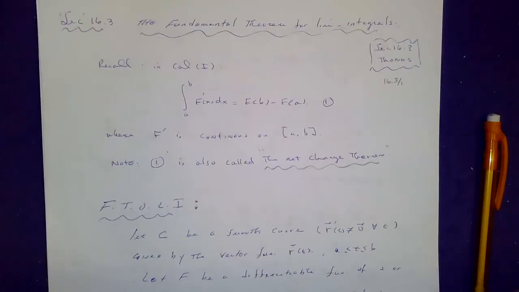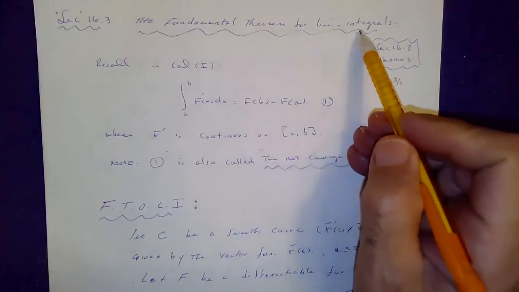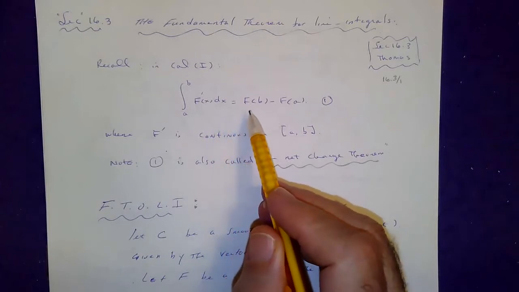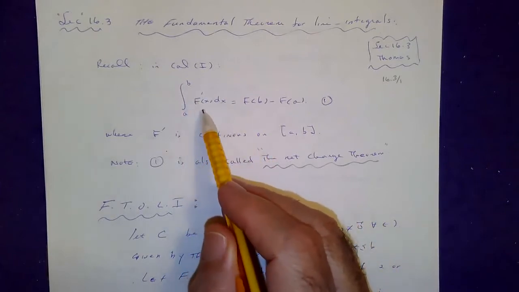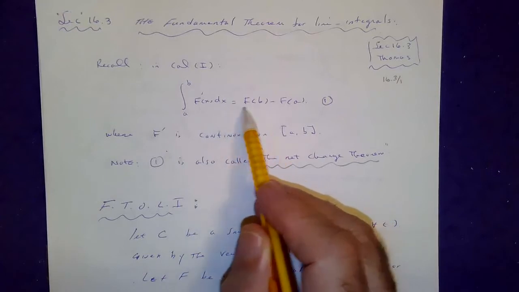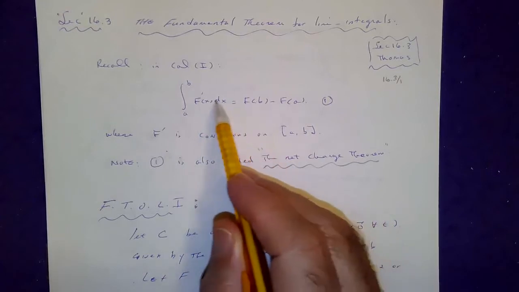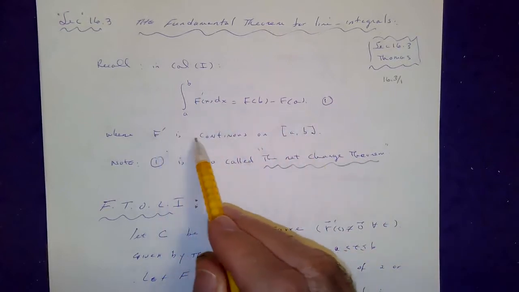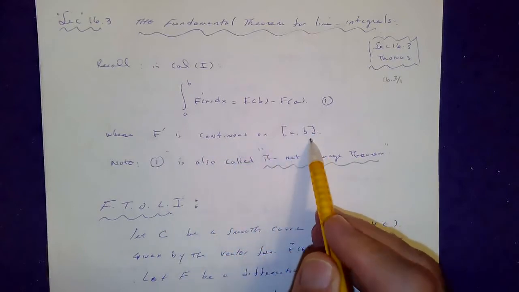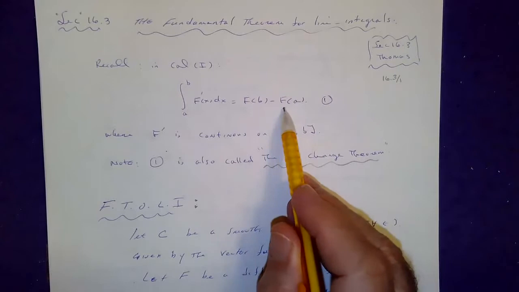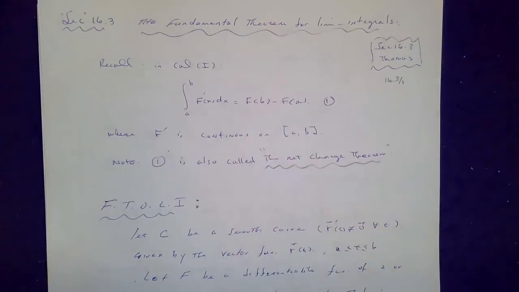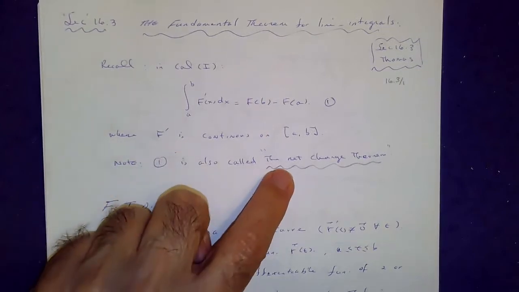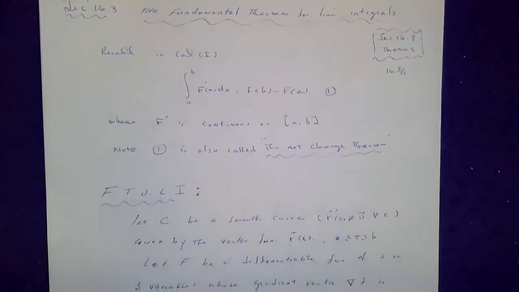Section 16.3, the fundamental theorem for line integrals. Remember from first semester calculus, the fundamental theorem of calculus was: if you have a definite integral, the answer is the antiderivative of that integrand evaluated at the upper limit minus the lower limit, where f prime is continuous on a closed interval. Note, this was also known as the net change theorem.